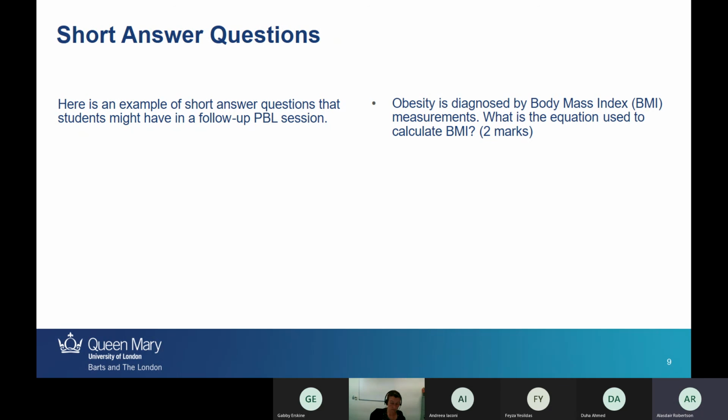Obesity is diagnosed by body mass index measurement. So what is the equation used to calculate BMI? Does anyone know that? I'm not really sure, but is it weight divided by height squared? It's height in meters squared, so equals weight divided by height meters squared.